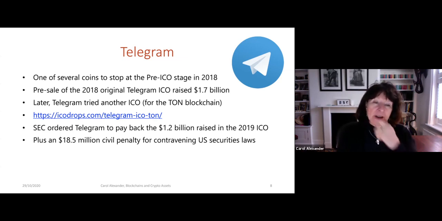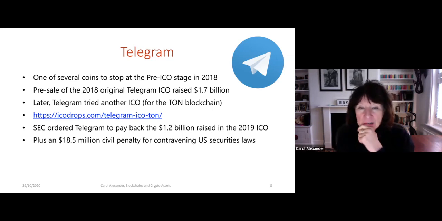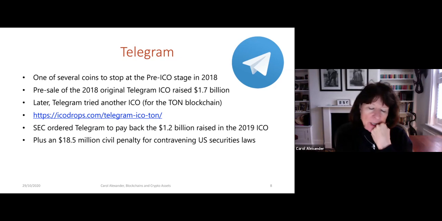And then later, Telegram tried another ICO for the TON blockchain they wanted to build. There's a video here about that. I'll play the EOS and the Telegram later when I go back to the internet links.